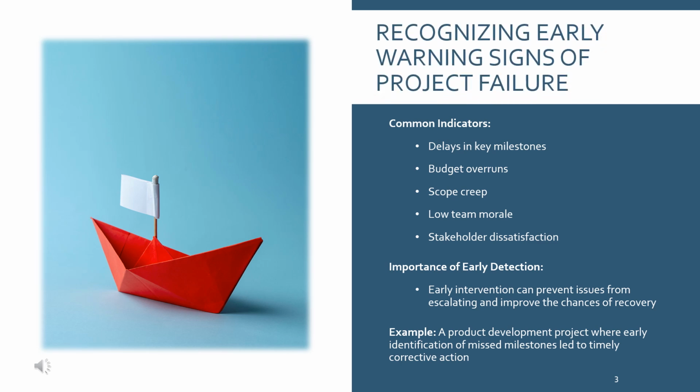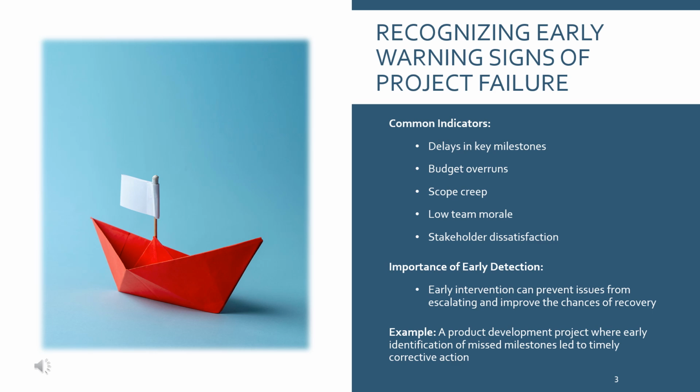The ability to recognize early warning signs of project failure is crucial for taking timely corrective action. These signs can manifest in various ways, including delays in key milestones, budget overruns, scope creep, and declining team morale. Often, these issues start small, but can quickly escalate if not addressed promptly. For example, missing a few initial deadlines may seem minor, but it can signal deeper problems with time management or resource allocation that, if left unchecked, could lead to significant delays and increased costs down the line.